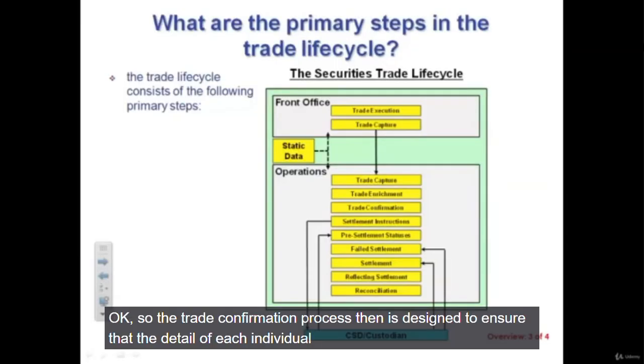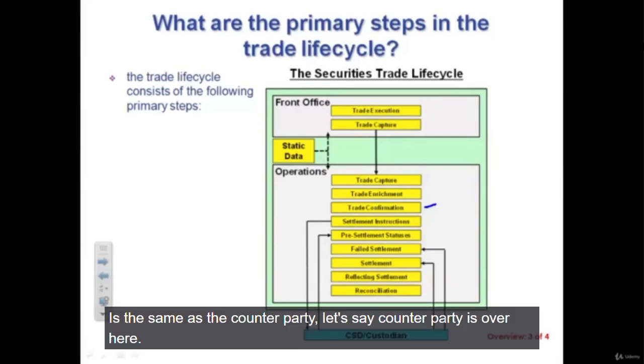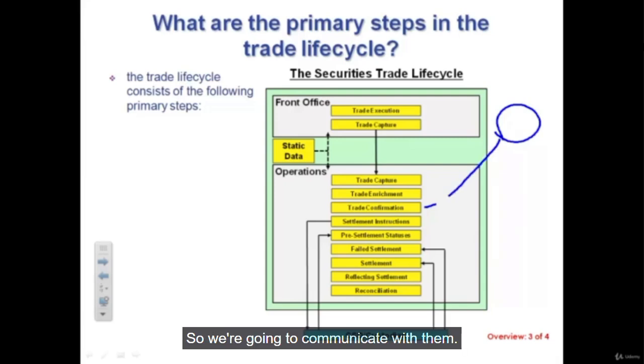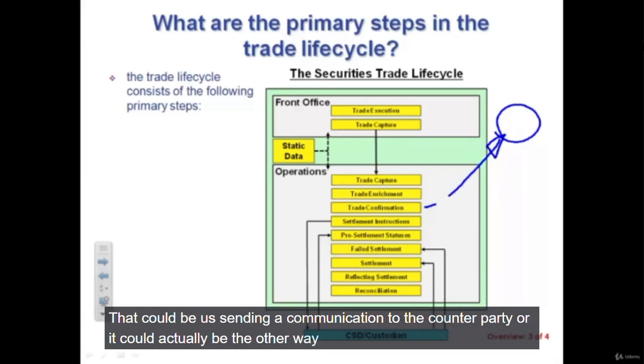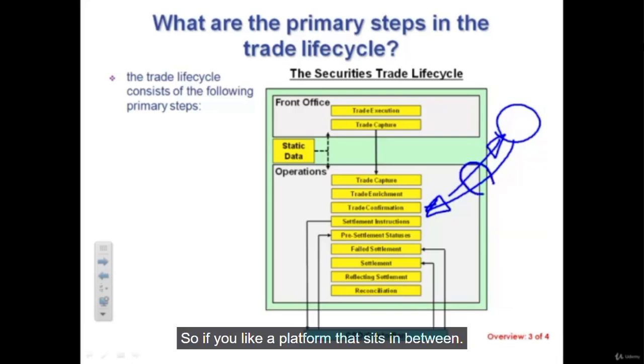Okay, so the trade confirmation process then is designed to ensure that the detail of each individual transaction that we have captured internally is the same as the counterparty. Let's say counterparty is over here. So we're going to communicate with them. That could be us sending a communication to the counterparty, or it could actually be the other way around. What we'll see is that it's also possible to be done electronically. So if you like, a platform that sits in between.